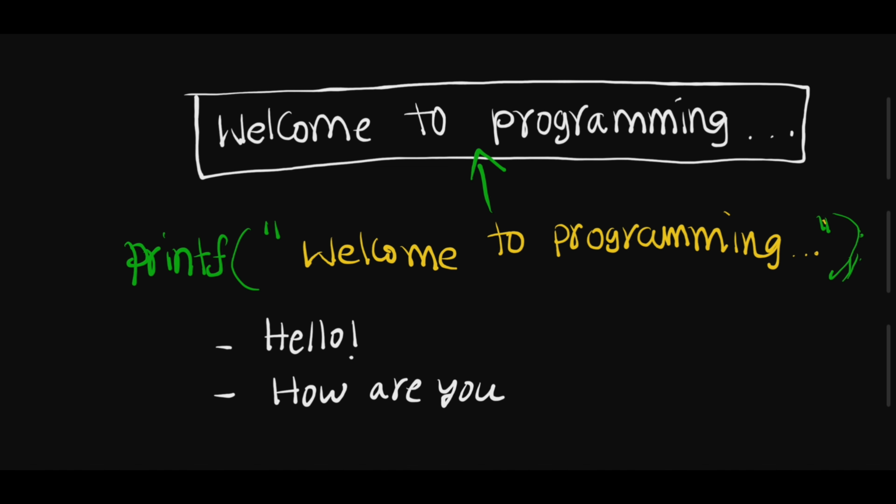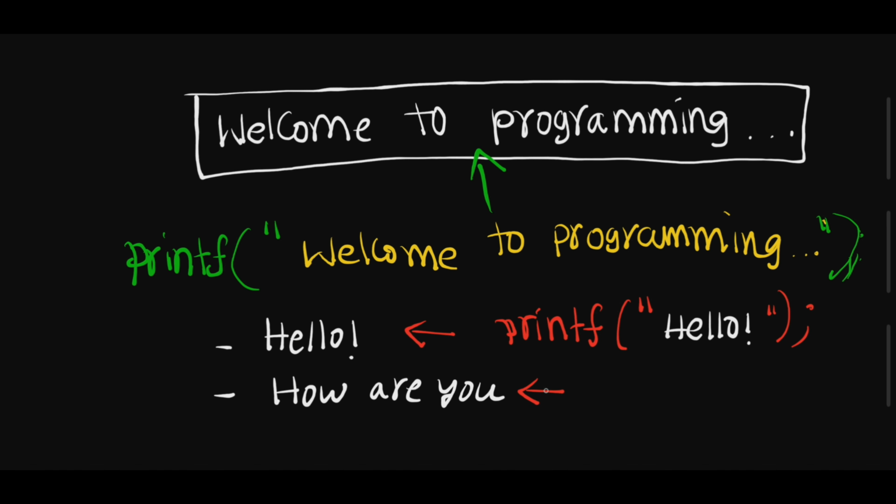Okay, how to write? We are going to write like this. For hello we should use printf. Okay, printf, double quotations followed by hello, and closing the parenthesis, semicolon.